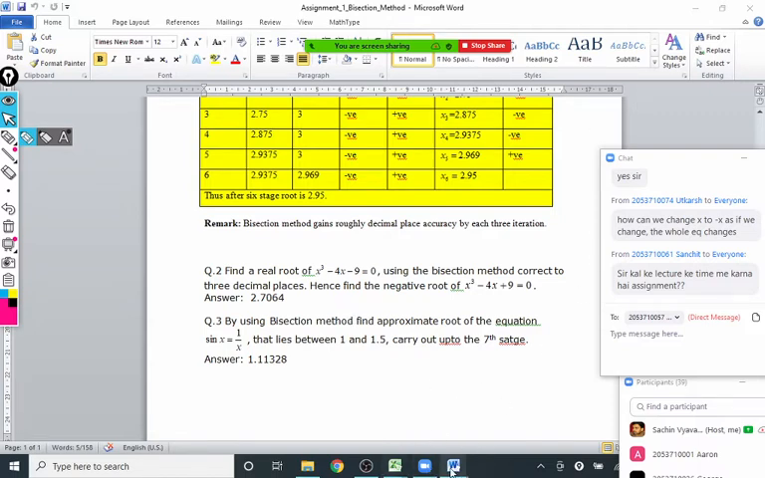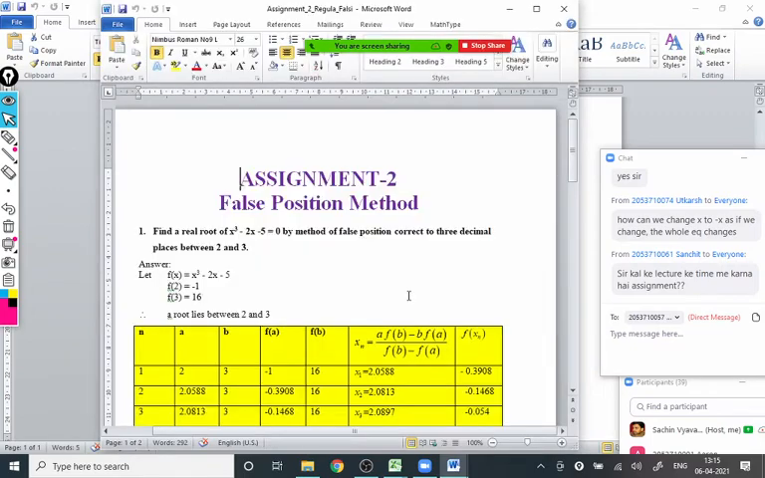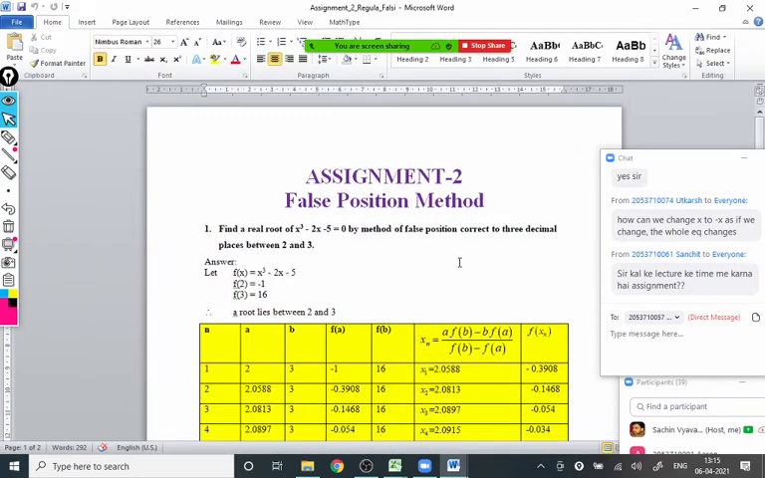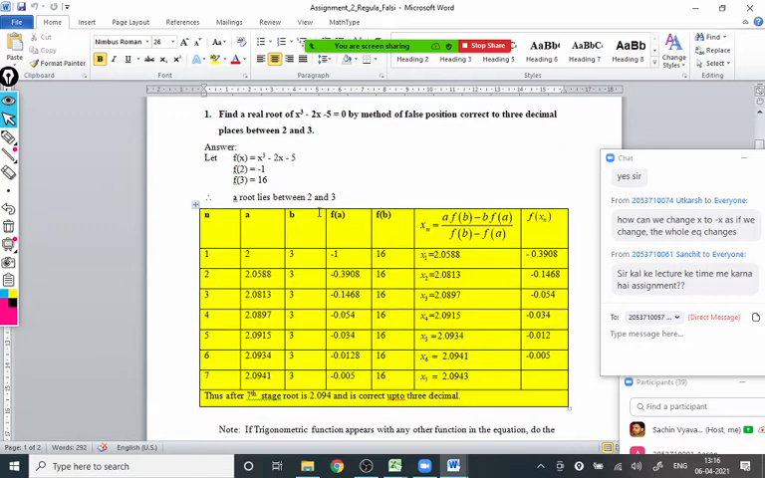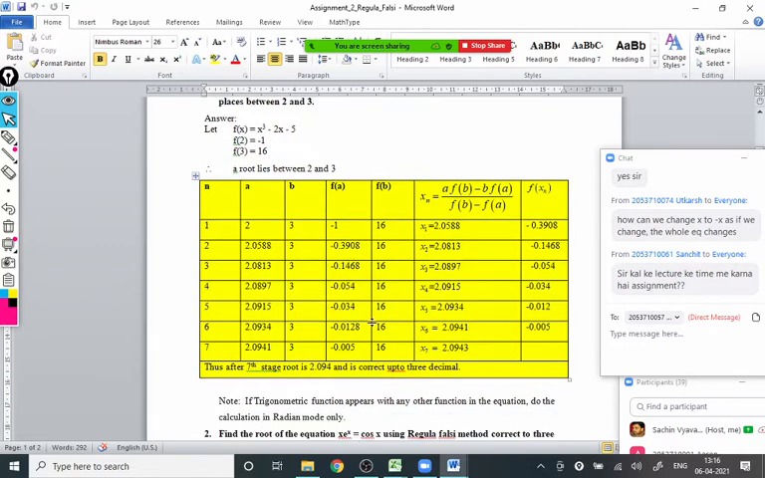I'll move to the second assignment here. Now this second assignment is on the false position method or regula falsi method. Again, I will suggest you do these questions in table form only when you submit it. So question number 1, a cubic equation, we want correct up to 3 decimal places. The interval is also given, 2, 3. So everything is straightforward here. Only this formula is changed, and instead of positive and negative, we require actual values there.